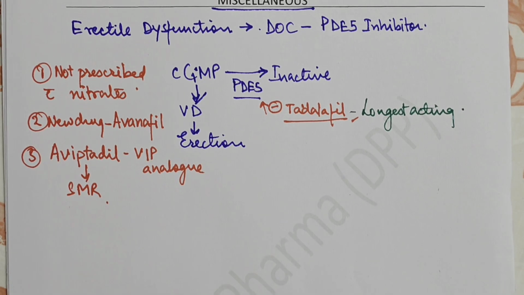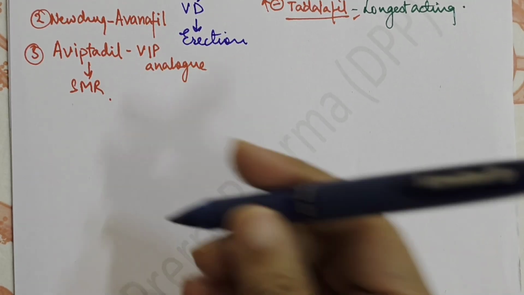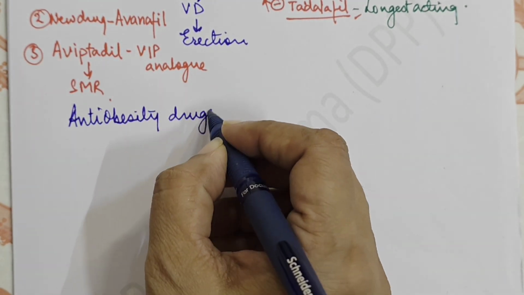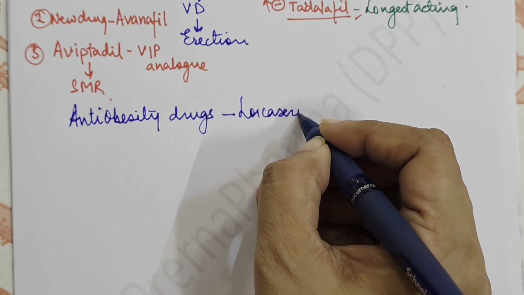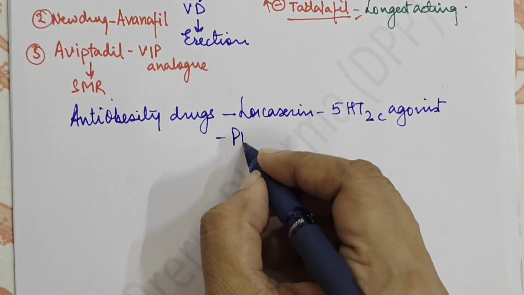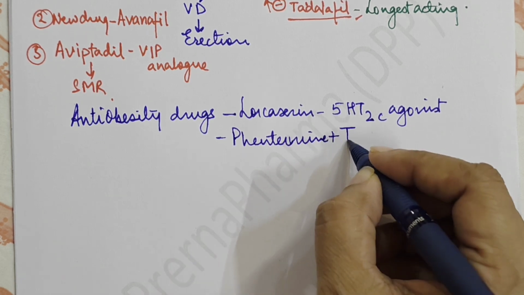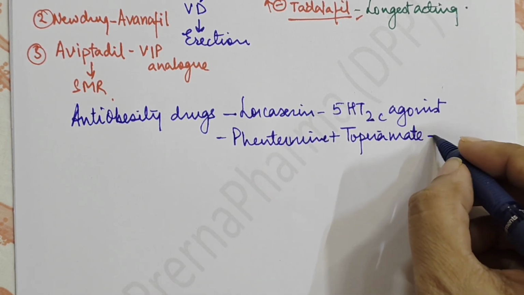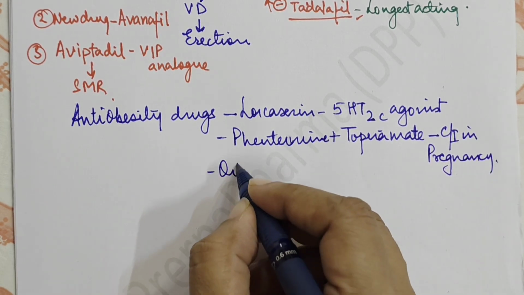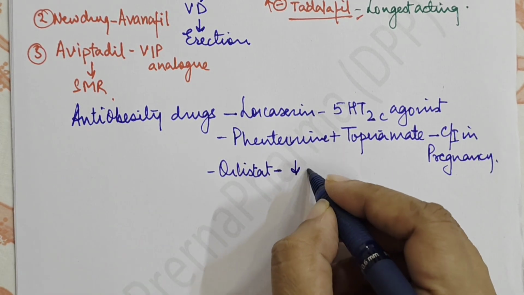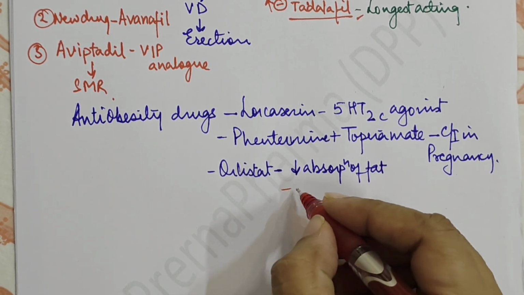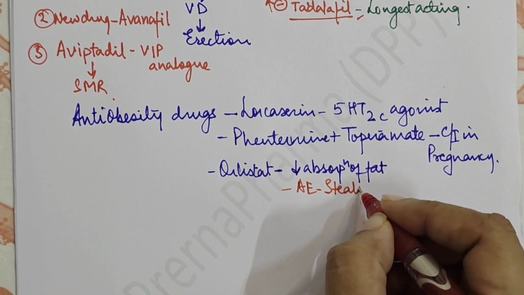Now after erectile dysfunction, let's take up the treatment of obesity. What are the anti-obesity drugs? We have lorcaserin, which is a 5-HT2C agonist. Then there is a combination of phentermine plus topiramate, which is contraindicated in pregnancy, so it cannot be given in pregnancy. Then there is orlistat, which inhibits the absorption of fat, and so the adverse effect is steatorrhea.